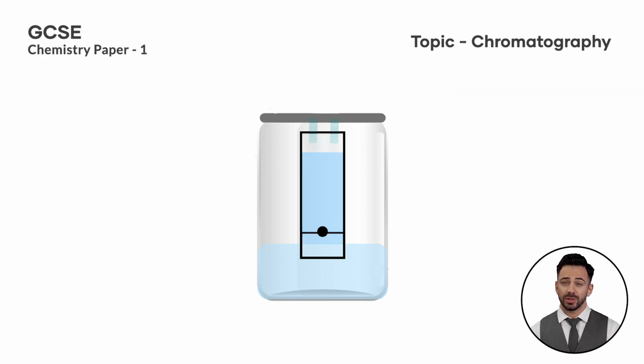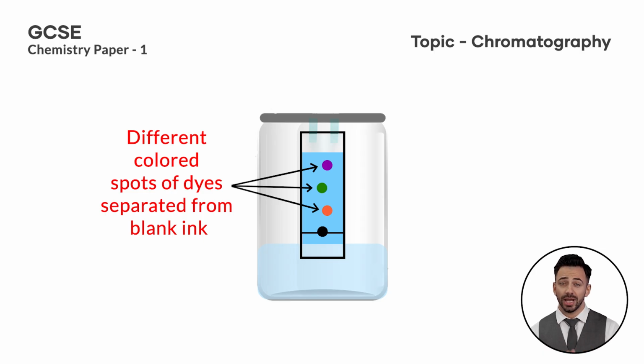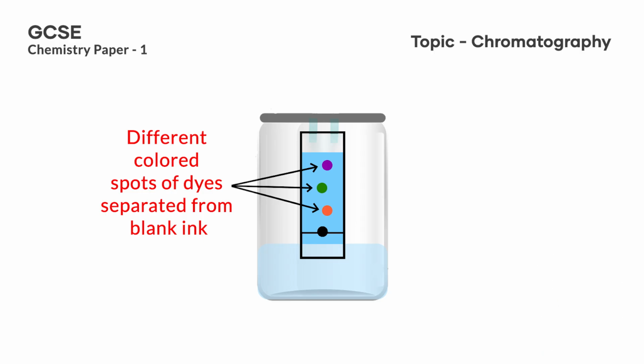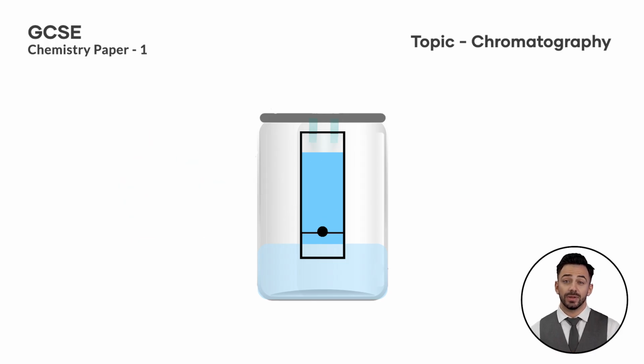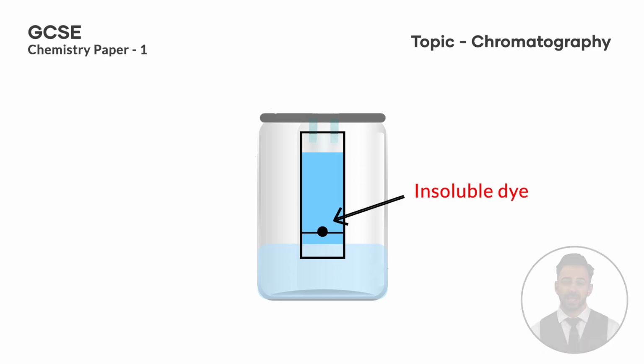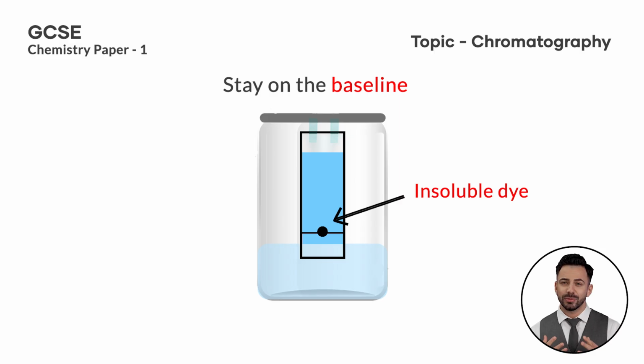As the solvent moves up the paper, the moving edge is called the solvent front. Different dyes then begin to separate. Why does this happen? Because different dyes move up the paper at different rates in the solvent. Now think about this. What happens if a dye is insoluble in the solvent? It will stay on the baseline and not move up the paper.